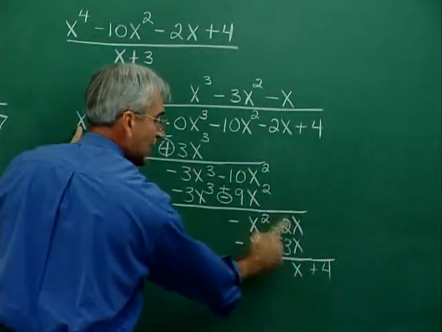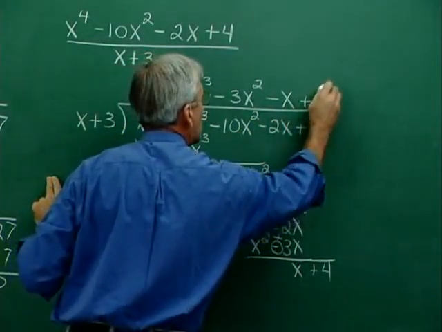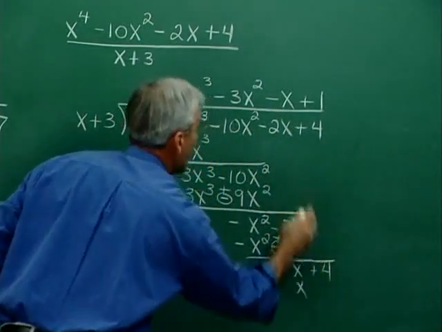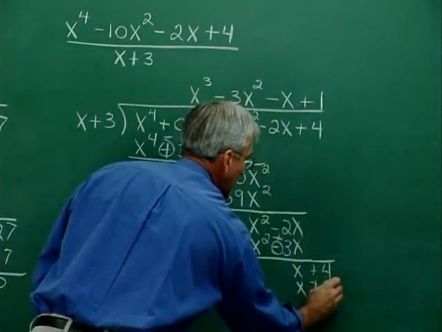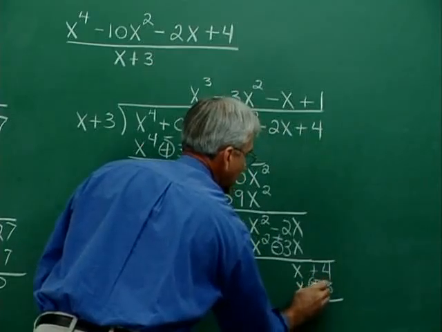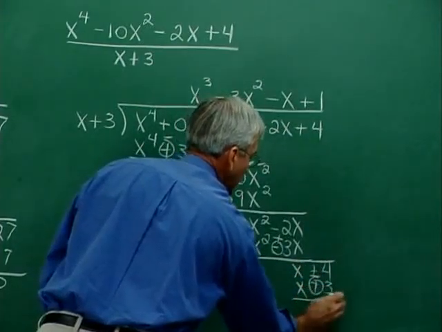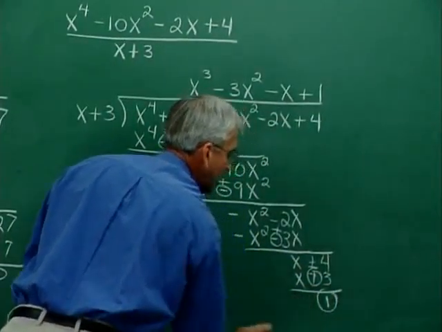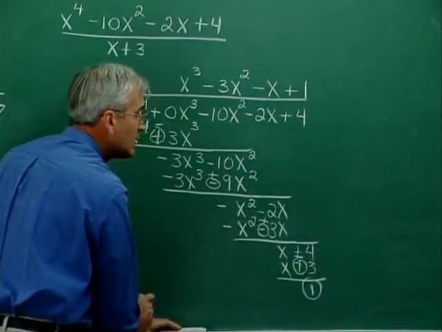X goes into x one time. 1 times x is x, and then 1 times 3 is 3. Draw the line and subtract. Change the sign. Collect. 4 minus 3 is 1. Now notice the remainder this time is 1. The division didn't go evenly.